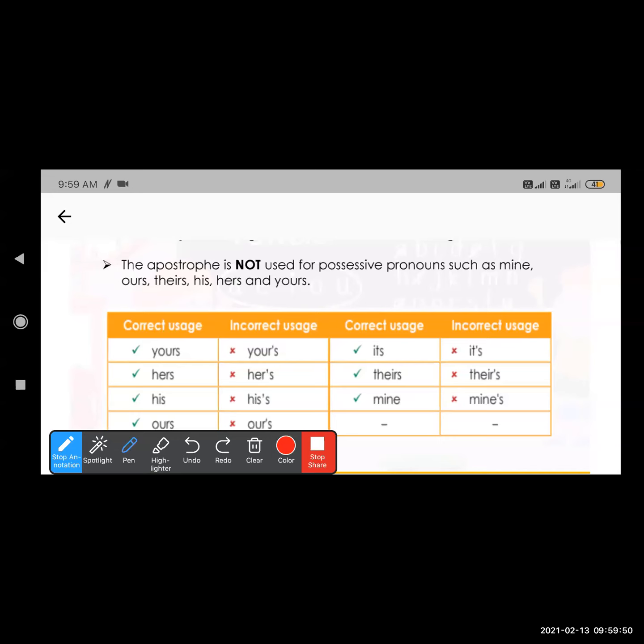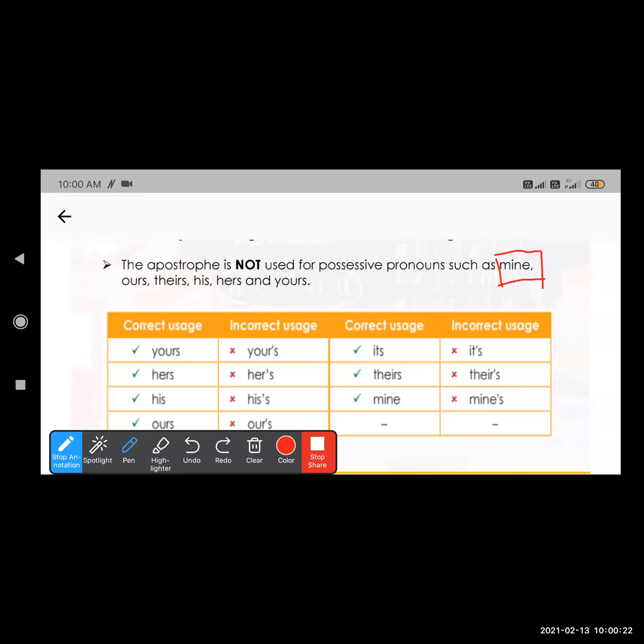Hers, and yours. These all are possessive pronouns. Like mine. When we use mine, this book is mine, or this is mine. That means this lunch box is mine. So instead of your name, we use mine. This book is mine, this pen is mine, this house is mine. That means all these things are mine.